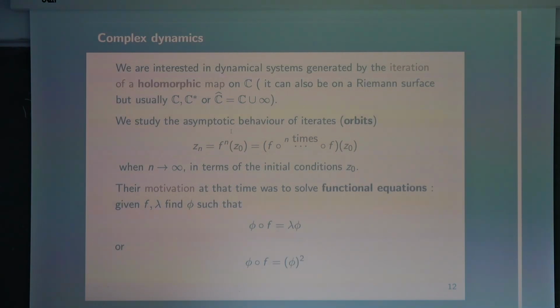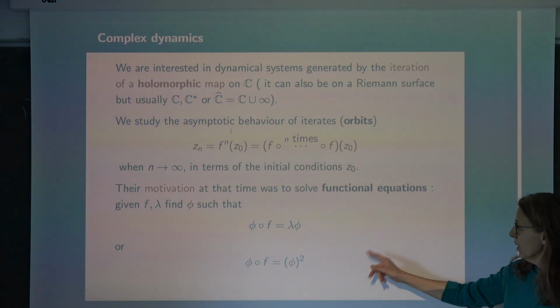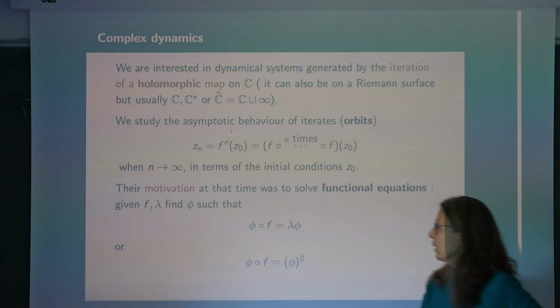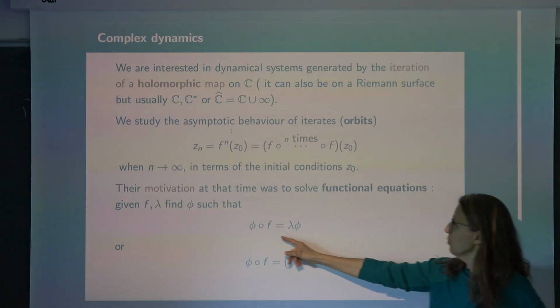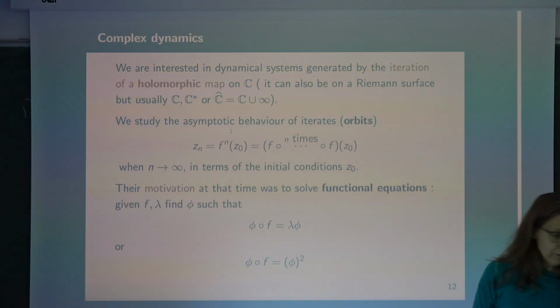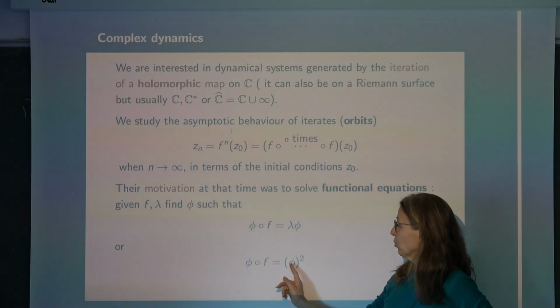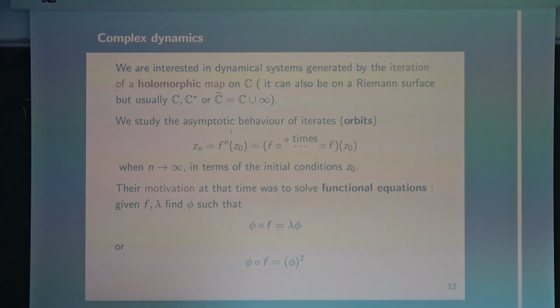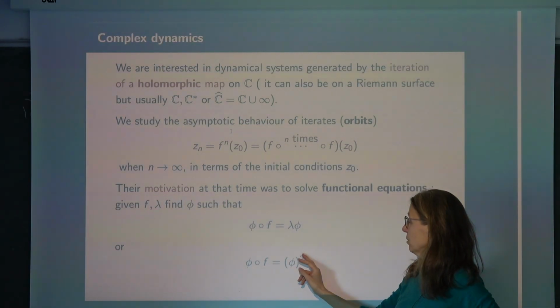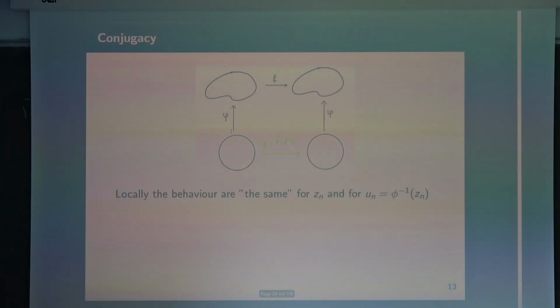And so the contest was about a functional equation. So the question was, can you solve these two functional equations? Given f and lambda a complex number, f a holomorphic map, can you find a map phi which conjugates f to lambda z? And here, can you find a conjugacy, a change of variable in fact, so that the map f is like z squared? So this was the question. It was a local question, but then they started with a global remark.